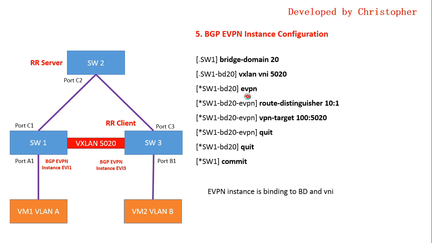And then the EVPN will be enabled, which will create an EVPN instance. And then you see the route distinguisher, which makes the route propagation unique, distinguished from each other. And then the VPN target will say which routes I will accept and which routes will be dropped. And then quit, commit, save.